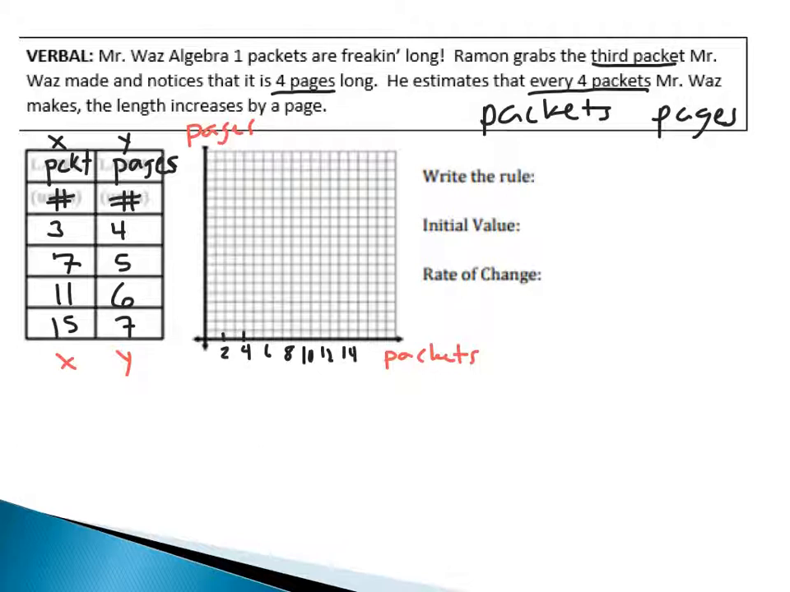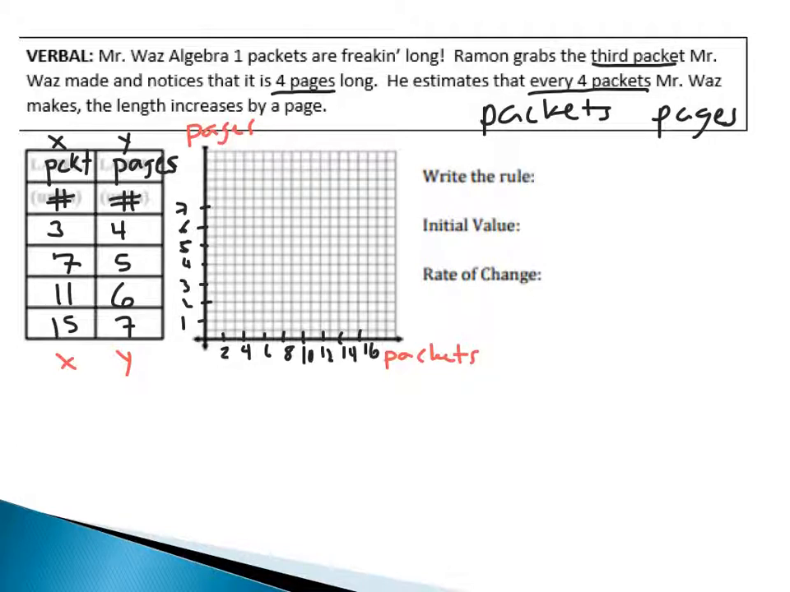Oh my God, this is just out of control. There's 14. And I'll go to 16 because I've got to get to 15. So there we go. Then my Y, number of pages, you see it starts at 4 and goes to 7. So I'm going to go every 1. So I'm going to say 1, 2, 3, and then 4, 5, 6, 7. All right, so I just wanted to get the scale on there.